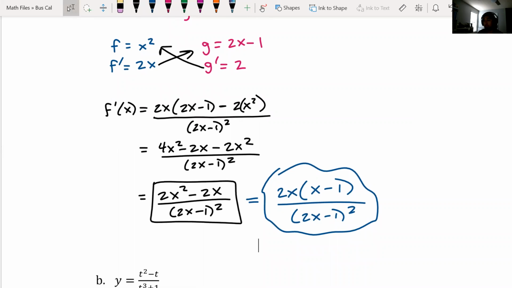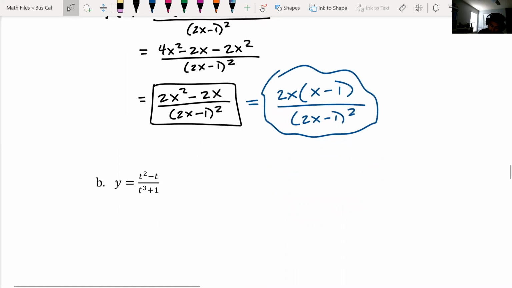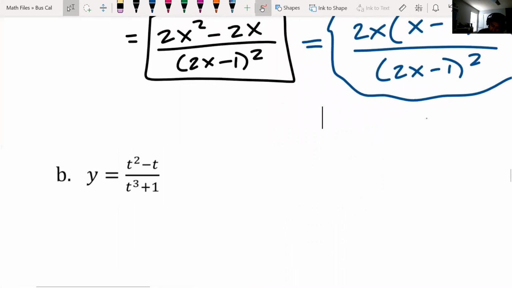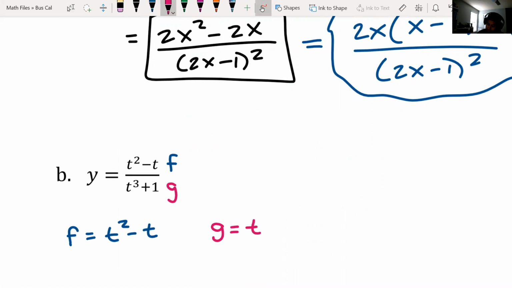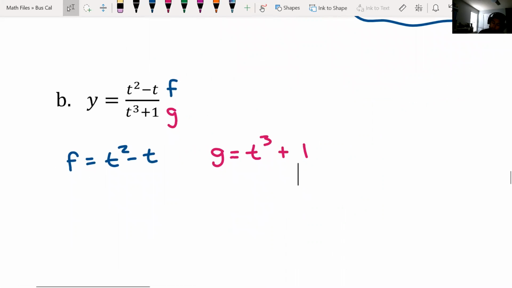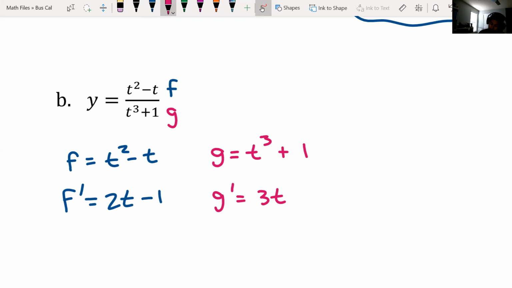All right. Let's do it again. So numerator's f, denominator's g, and f is t squared minus t, and g is t cubed plus 1. Take their derivatives. F prime is 2t minus 1. G prime is 3t squared.